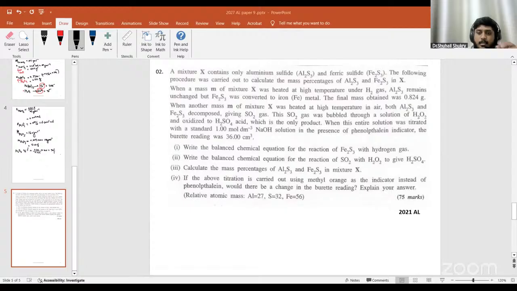Now you have to take the mass of aluminium sulfide as X. You can take the mass of ferric sulfide as something like Y. Using those, you can build up two simultaneous equations, and you can do this. But try this. We'll discuss it in the next class.